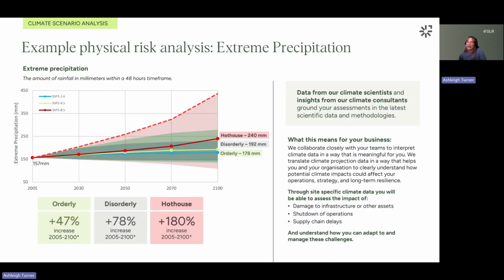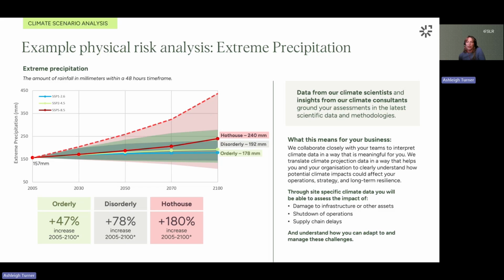And then one thing that makes our assessments really robust is that they're grounded in site-specific climate data as well from our climate science team, CLIM Systems, and they provide point-specific projections for climate hazards. So in this example, we're looking at extreme precipitation across a 48-hour period, and you can see the baseline year and then how that would project over different climate scenarios and time horizons.